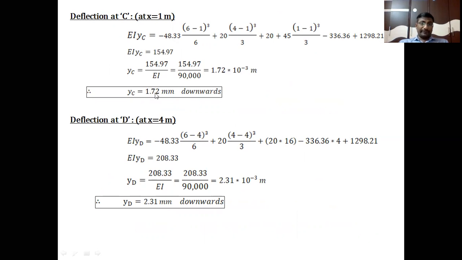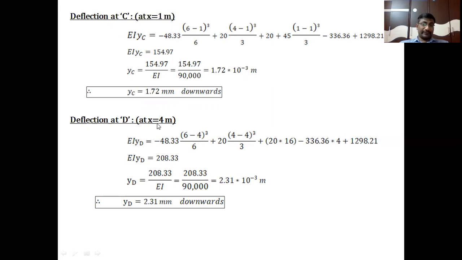After conversion to millimeters, simply 10 to the power minus 3 is cancelled. 1.72 mm. Downward deflection. How do we say it is downward? We got a positive value. YC is a positive value. Then we can say that it is downward deflection. The upward deflection is negative. Downward deflection is positive. If you get this value as negative on the right hand side, then it is upward deflection. Okay.